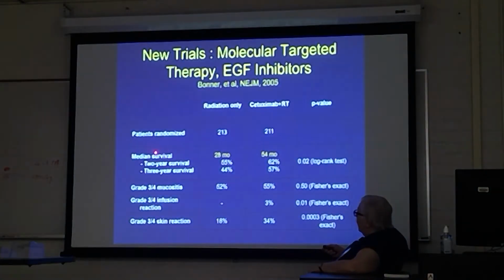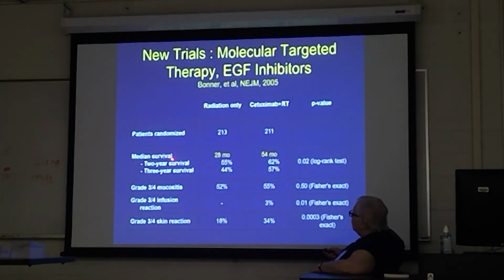So, median survival. So this is 28 months versus 54 months. 2-year survival, 55 as opposed to 62%, excuse me. 3-year survival, 44% versus 57%. Grade 3 to 4 mucositis, 52% and 55%. That's not too bad.